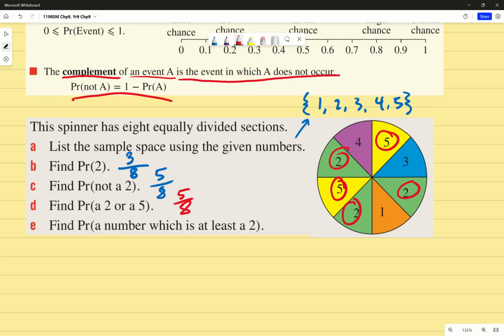Find the probability the number is at least 2. So again, I'm going to circle the ones that are valid. So at least 2. These are all at least 2, because 2 is also at least 2, of course. So the probability of that would be 7 out of 8. That's it. Relatively straightforward. Okay. Just make sure you have the terms written down as well.